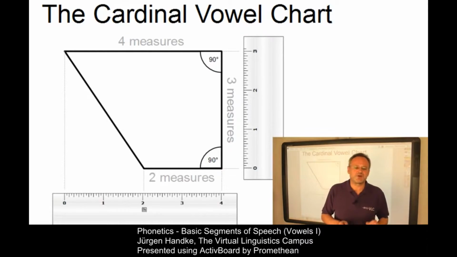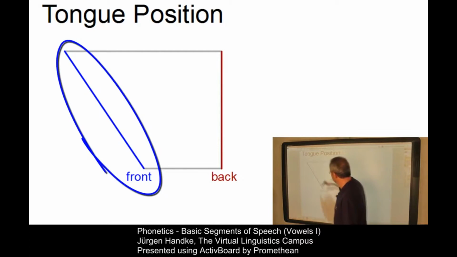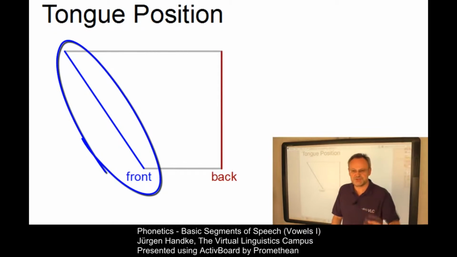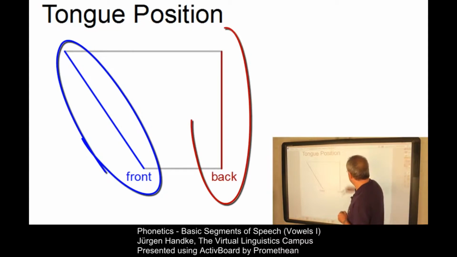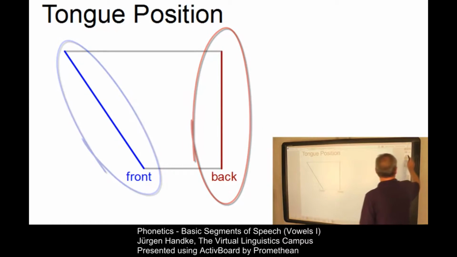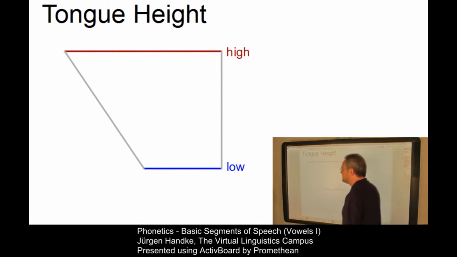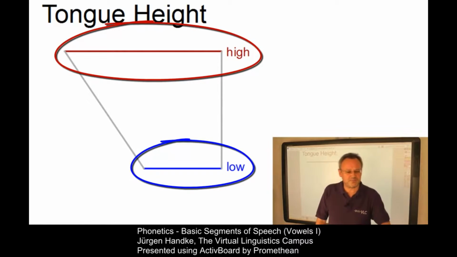This reference chart allows us to define two main parameters for the classification of vowels. On the one hand, we have the parameter front, that is, vowels produced in the front of the mouth, where the position of the tongue creates some sort of narrowing in the front of the mouth. They are contrasted with back vowels, where the narrowing occurs in the back of the mouth. The second parameter is high versus low: vowels produced with a high tongue position and vowels produced with a low tongue position.